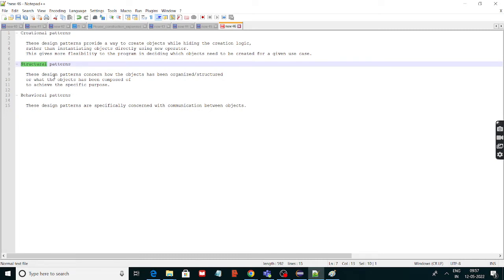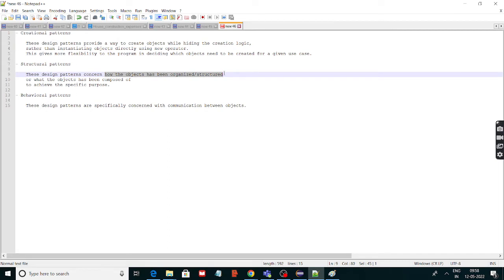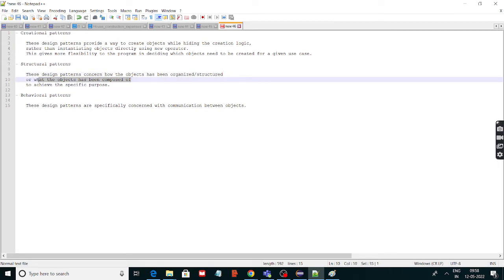These design patterns are concerned with how objects are organized or structured, or what the objects are composed of, to achieve a specific purpose. Let's understand this concept with a simple example.